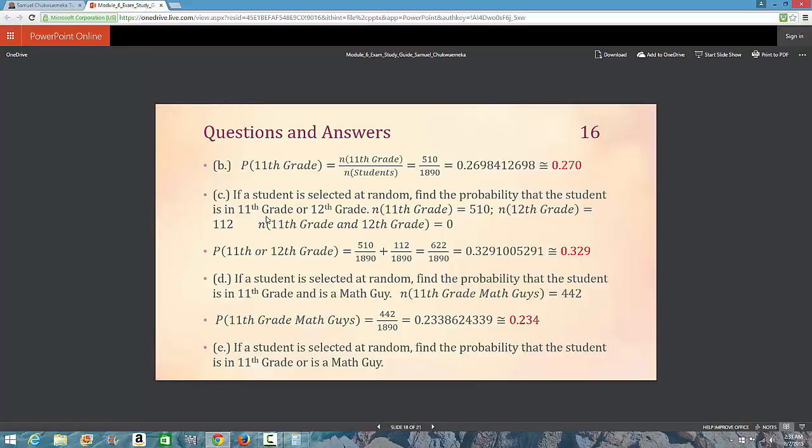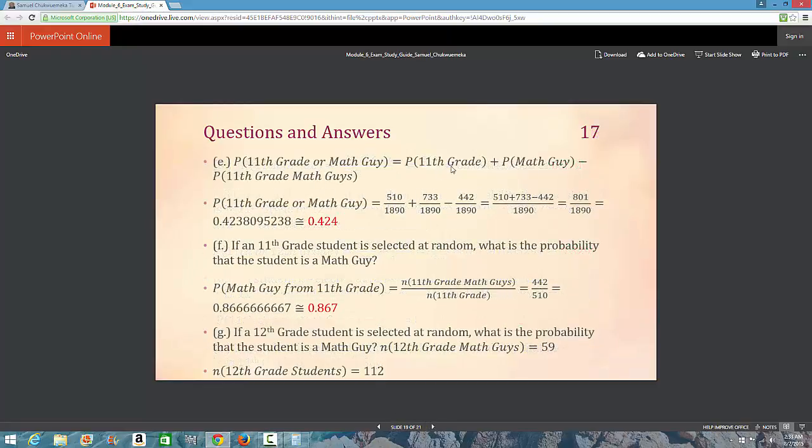Just like we did here, 11th grade or 12th grade. In this case, it's still the addition law, but the only thing is that the probability of 11th grade and 12th grade is 0 because these are mutually exclusive events. You can't have somebody that is in 11th grade and 12th grade. But can you have someone that is in 11th grade and is a math guy? Yes, you can. So when you do that, 11th grade plus math guy minus 11th grade math guy.